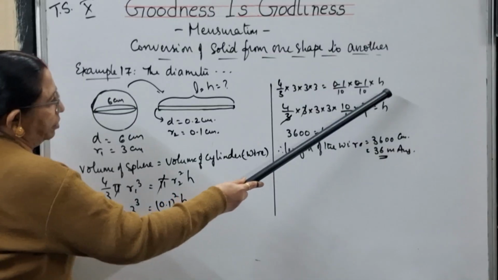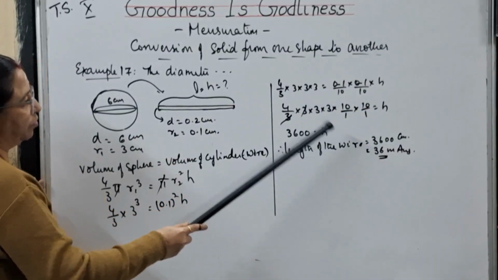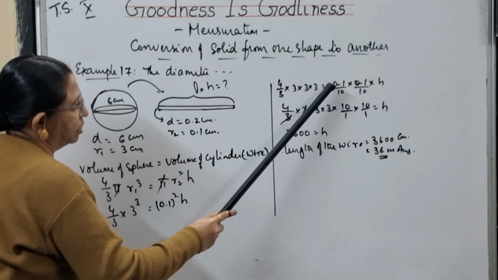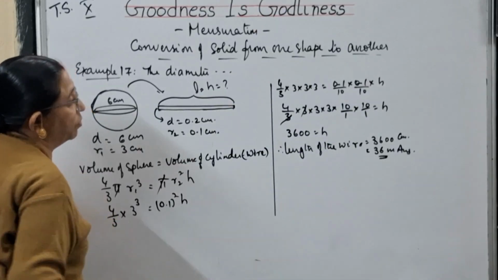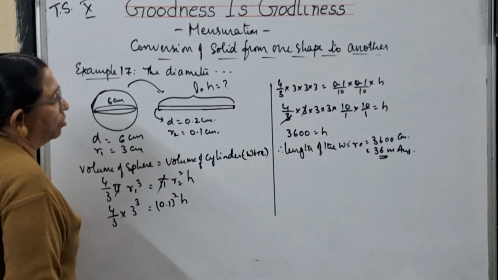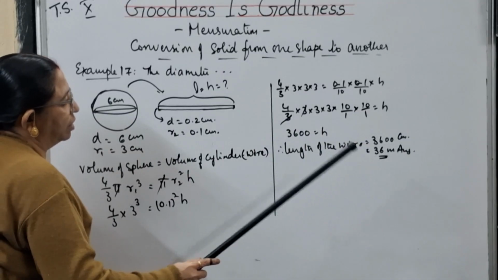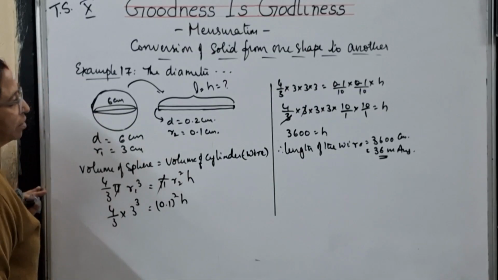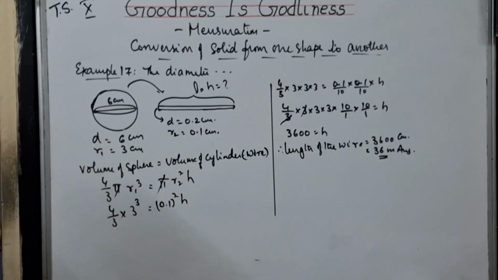So I kept h on the right side. All the remaining ones I brought to the left side. So 4 by 3 into 3 into 3 into 3, 10 by 1 into 10 by 1. So these two 3s have got cancelled. On multiplying, I have got the h value as 3600. That means the length of the wire is equal to 36 meters, children. This is the one. Please note it down.